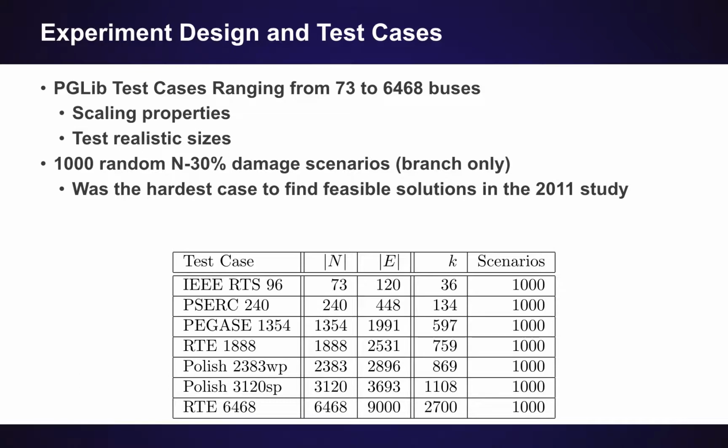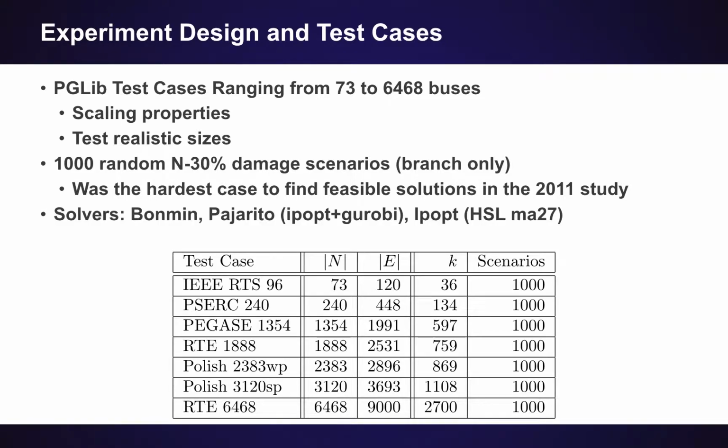For each of these networks, we're going to take 1,000 randomly generated n-30 damage scenarios, and we're only focusing on damaging the branches. We selected this n-30 branch scenario case because it was the hardest case to find feasible solutions in a study we did in 2011. So it's kind of like a stress test of the method.